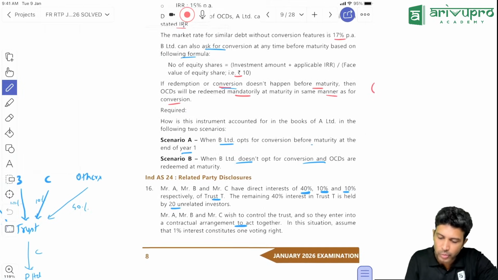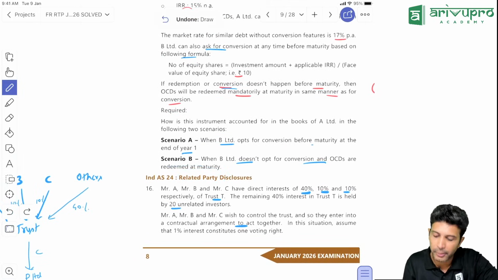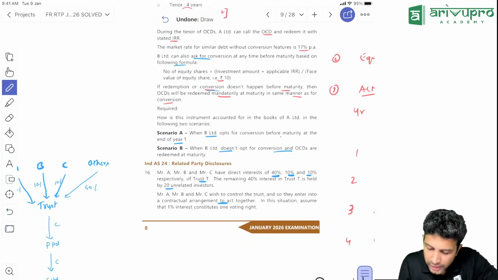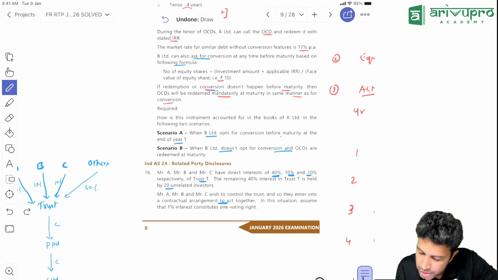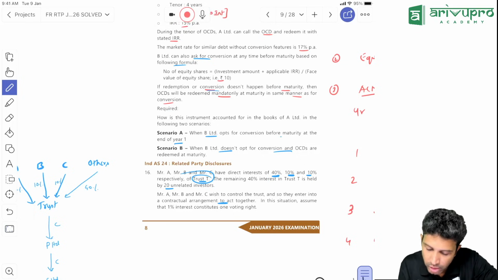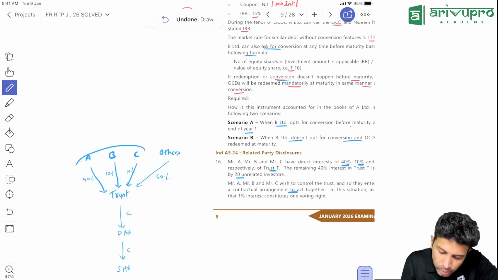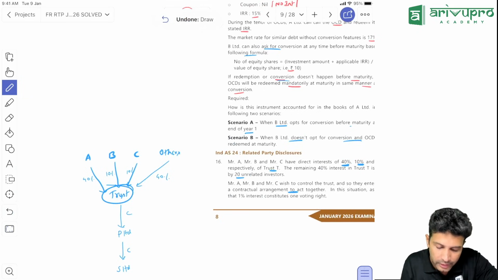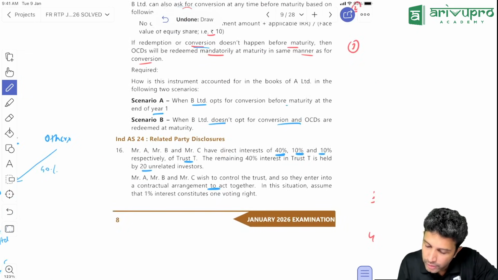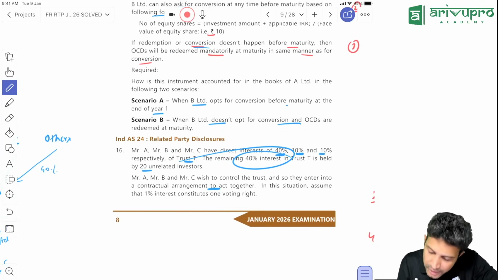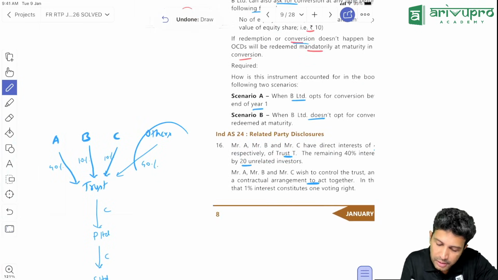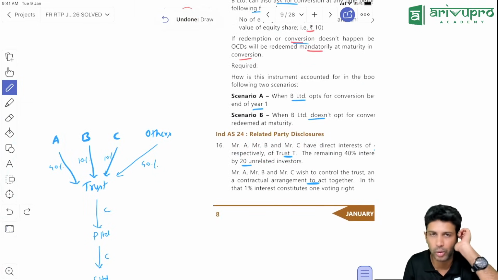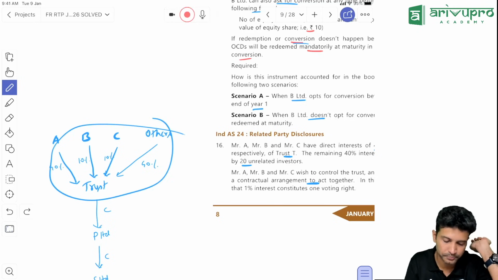The next question is on Ind AS 24 on related parties. Simple question. Mr. A, Mr. B, and Mr. C have direct interests of 40%, 10%, and 10% in trust T. So 3 individuals have 40, 10, 10 in one trust. If you add 40, 10, 10, it is 60. The remaining 40% interest is held by others, some unrelated parties. This is the setup till now.